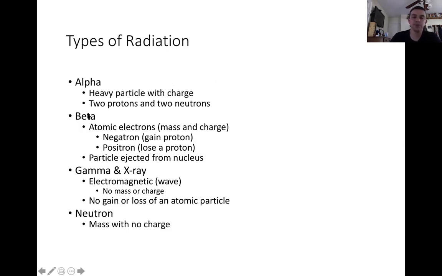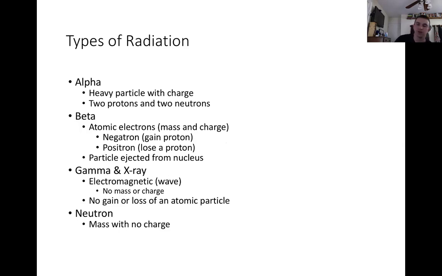Beta particles, also known as electrons or positrons, are also particle radiation. They have smaller mass and smaller charge, so they have a little bit more range. They can be an external hazard, as well as an internal hazard. And then you have photon radiation, which has no mass or charge and is much less likely to interact.